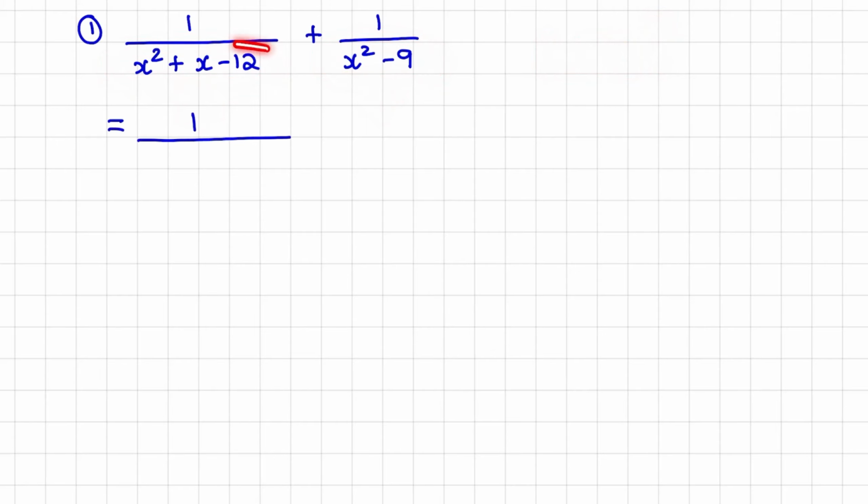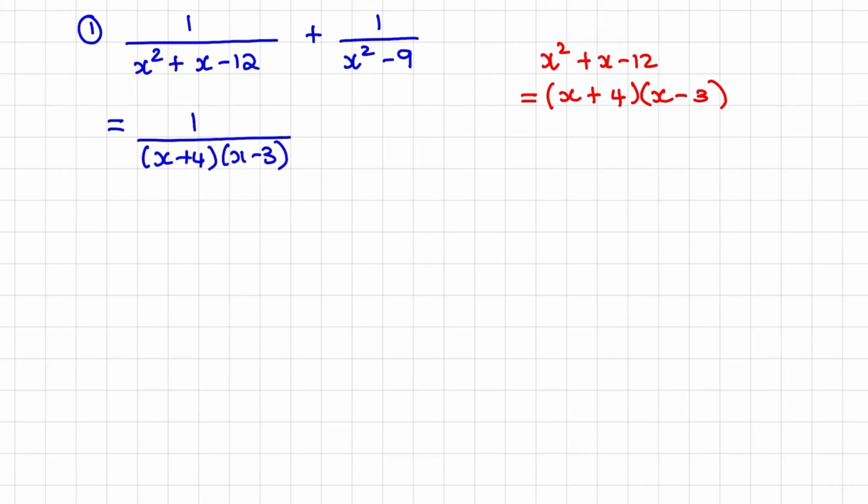In our first term, we have a trinomial in the denominator. When we apply factorization to x squared plus x minus 12, we see that it is x in the first bracket and x in the second bracket, and the factors of 12 would be 4 and 3, and the signs within the brackets would be plus 4 and minus 3 because we want to find the middle term of 1x. So therefore in the first term I'll have 1 over x plus 4 times x minus 3.